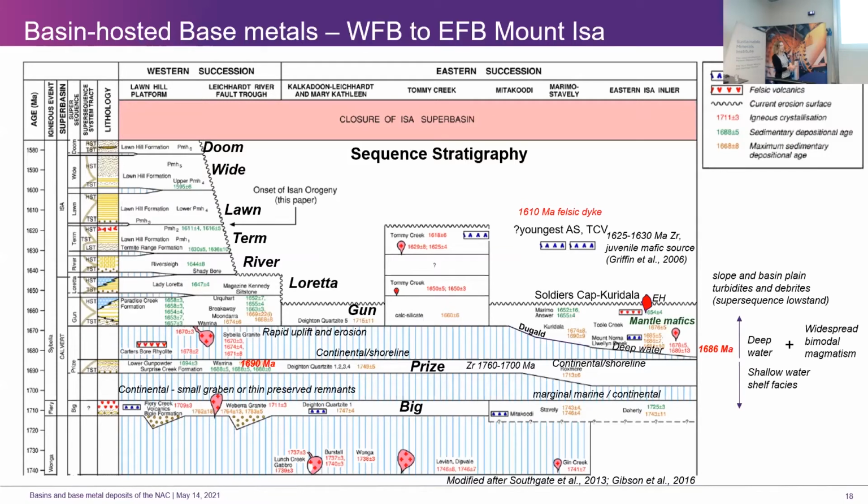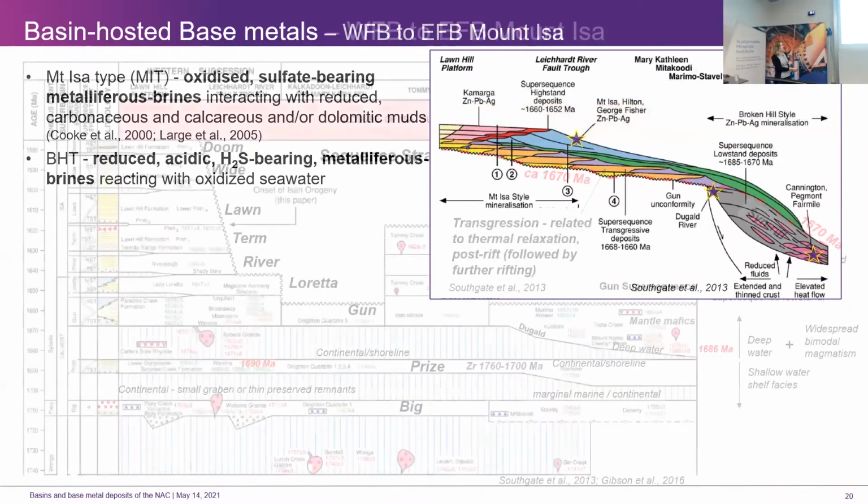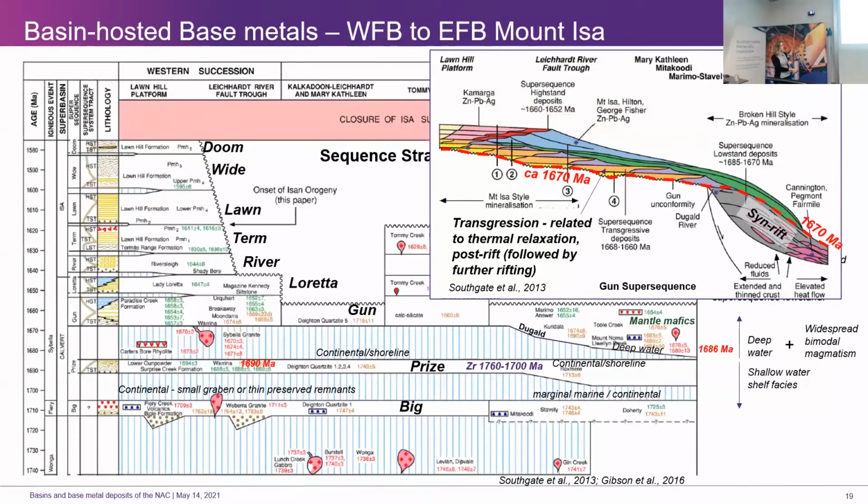And so it gives us a bit more basis for correlating some of these key units from east to west. So we have a long period where we have continental, shallow water deposition, we have a rapid change to deep water deposition, and that's summarized in this chart at the top.